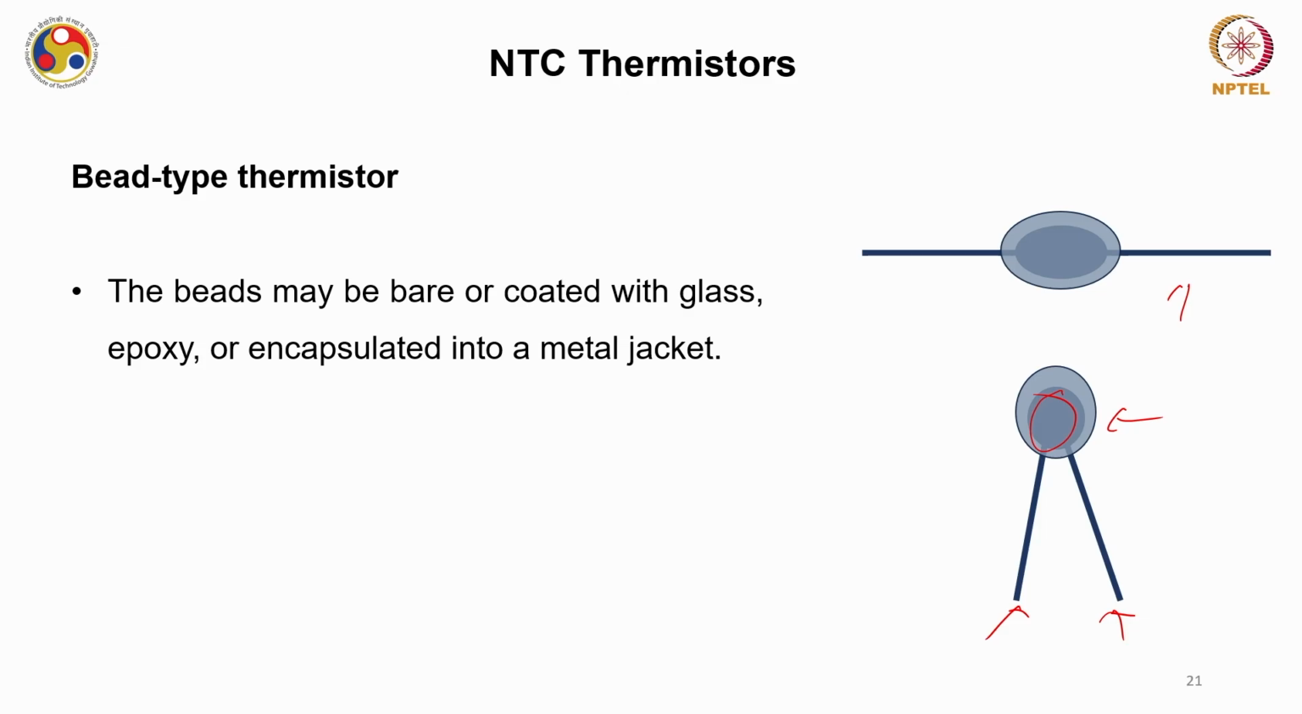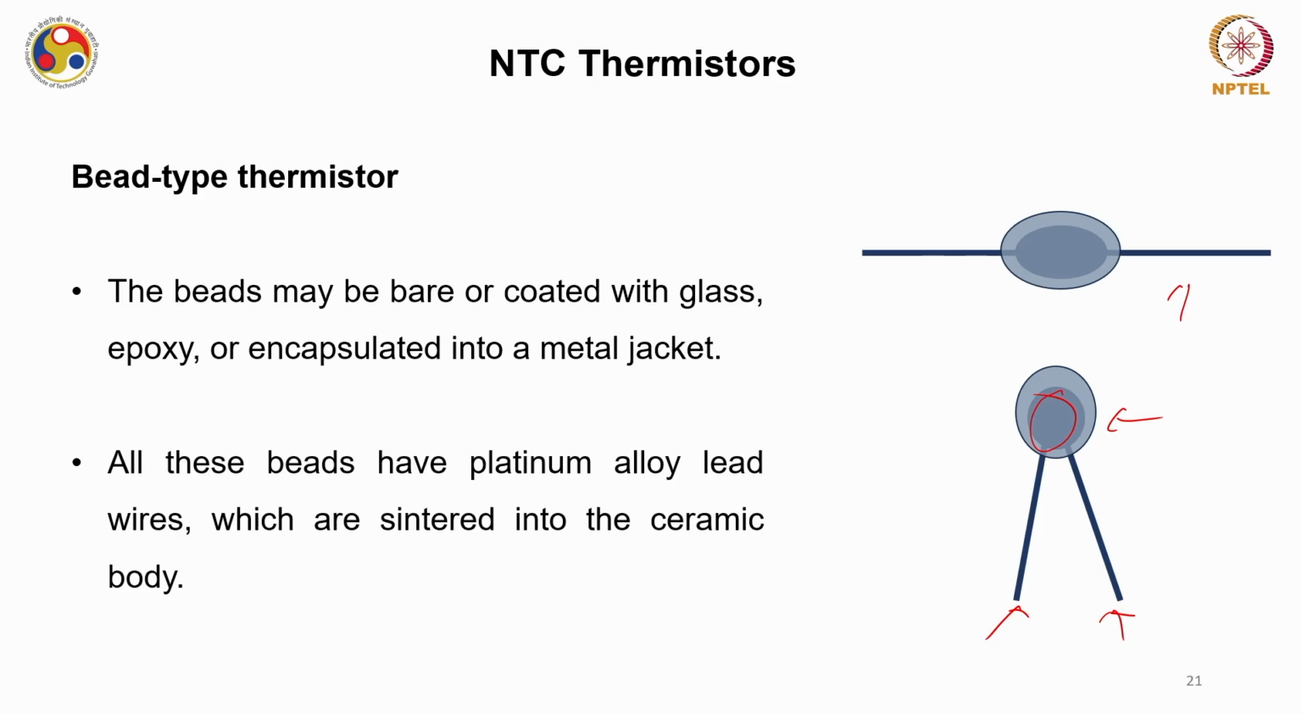This kind of coating not only helps in the encapsulation, but it also helps to make the device very rugged, and it allows the devices to be used in harsh ambients. So usually the glass coated or glass encapsulated thermistors are very rugged in nature. But then you can understand that metal jackets are also very strong. All these beads usually have platinum alloy lead wires, which are sintered into the ceramic body at again very high temperature.